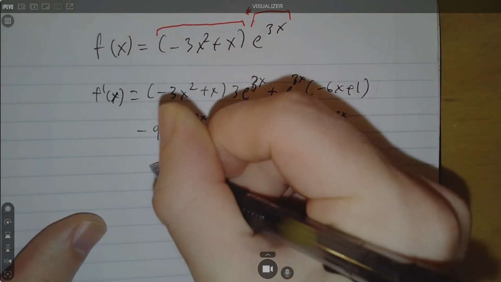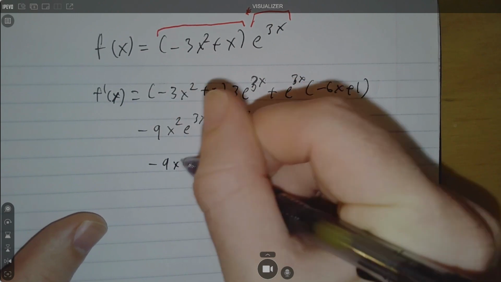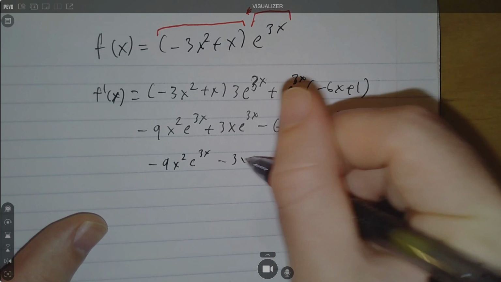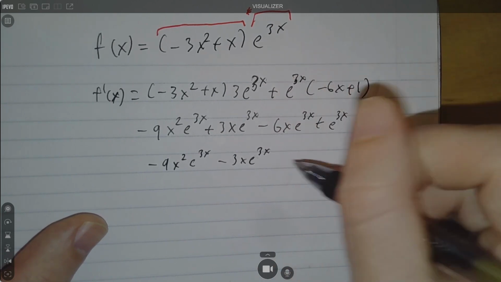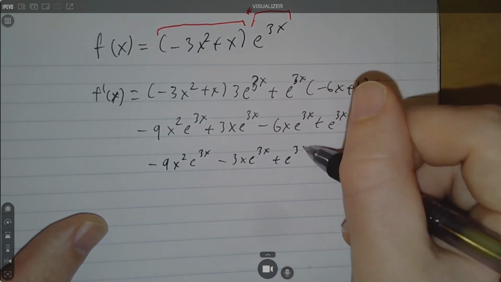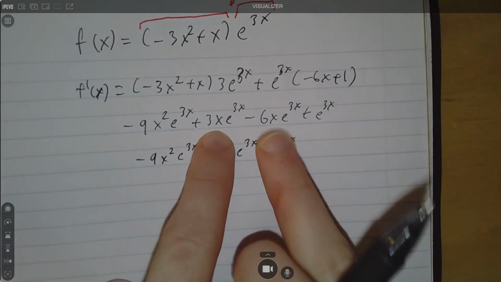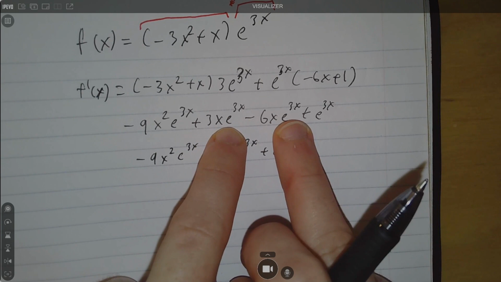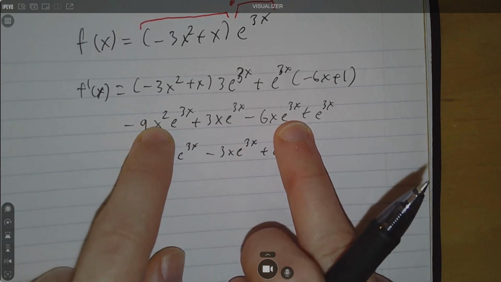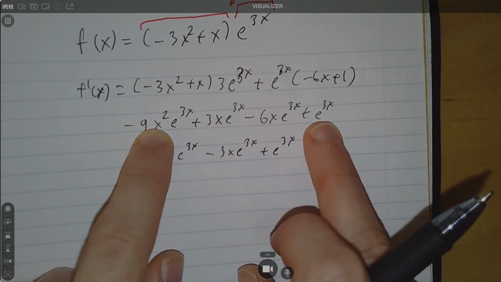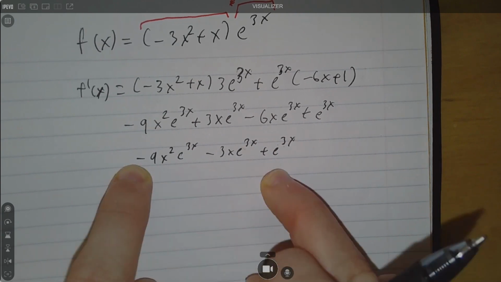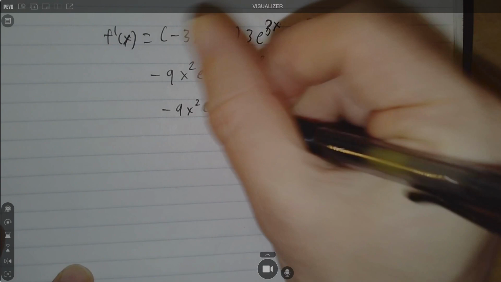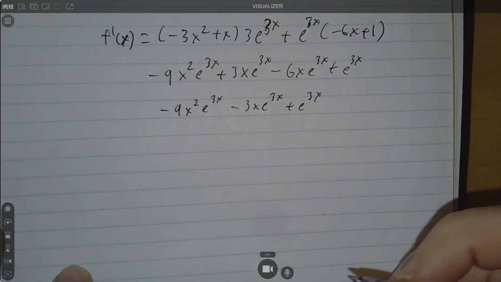We're going to write it out one more time. -9x squared e to the 3x minus 3x e to the 3x plus e to the 3x. Remember, these two terms are like terms because they both have x e to the 3x within them. That is not like because it has the square. That is not like because it does not have an x. So we have three distinct terms here. Okay, very easy to make a mistake on this problem.